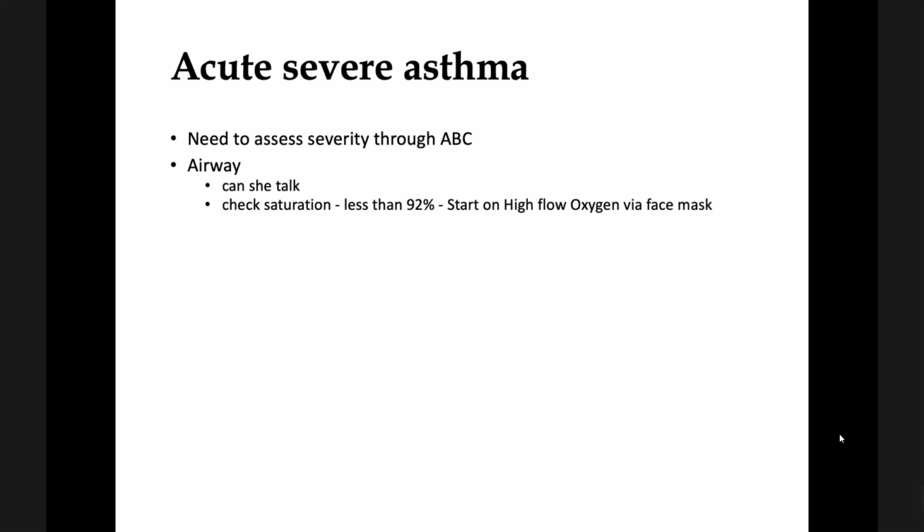So if the saturation is less than 92 on room air, you have to start high flow oxygen via face mask or nasal cannula, right? So high flow means you need to give like 6 to 8 liters per minute, right?